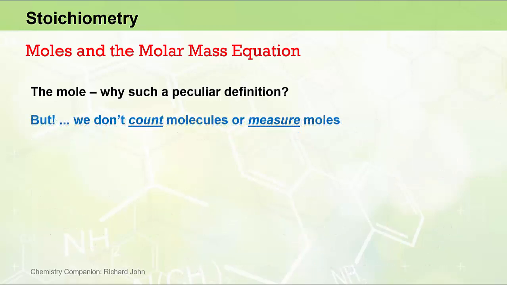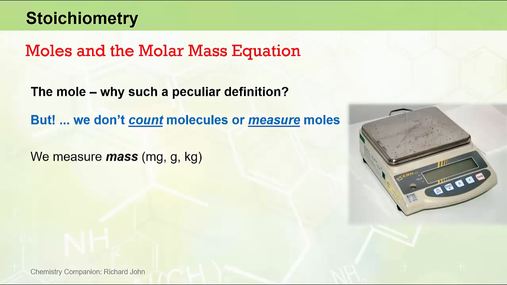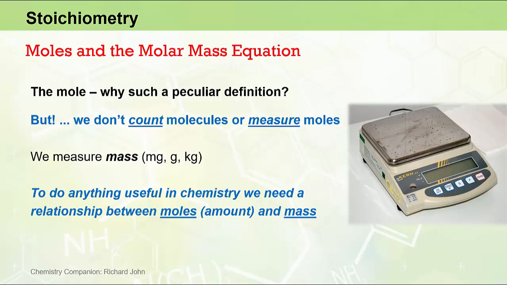The problem is, in the lab, we don't count molecules and we don't measure moles. What we typically measure is mass, and we typically measure mass in grams, or sometimes milligrams, or even as high as kilograms. And so to do anything useful in chemistry, we're actually going to need a relationship between the amount of matter, represented in chemical equations and chemical formulas, and the mass of matter, which is what we physically measure in labs. And that relationship is provided by the physical property of molar mass.